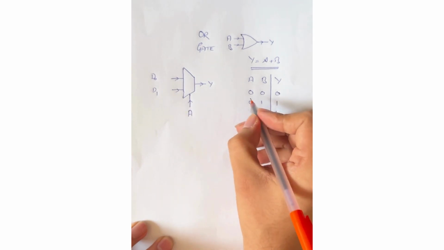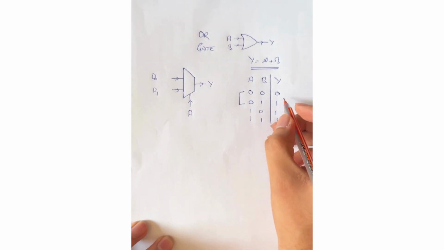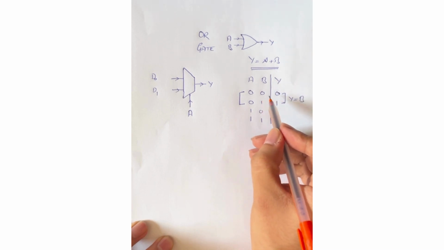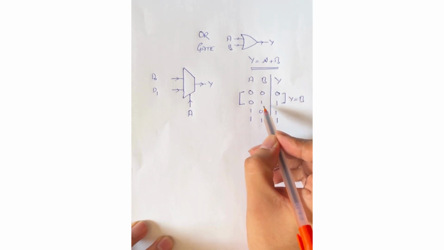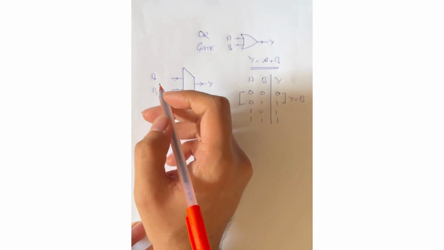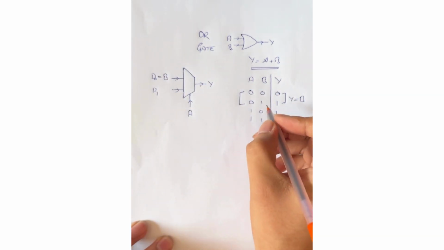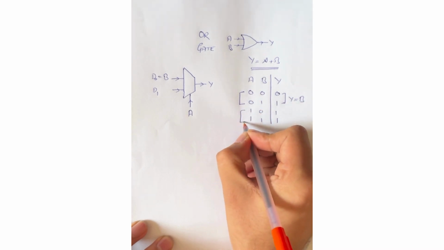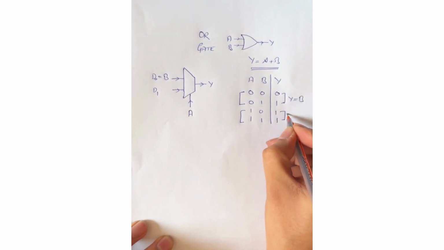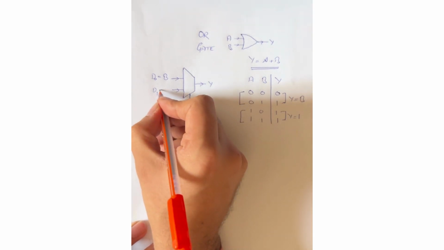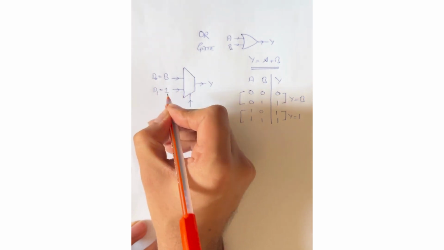Now, if the value of A is 0, my output Y depends upon the input B. So if B is 0, output Y is 0. If B is 1, output Y is 1. So we can make D0 as B. Now if input A is 1, the output Y is always 1, irrespective of the value of B. So here we can make D1 as 1.